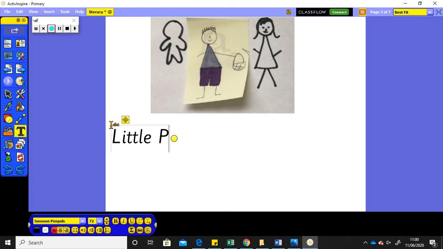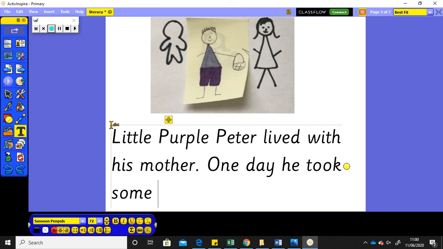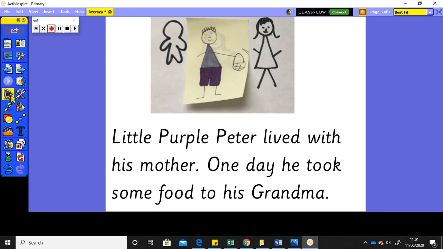Little Purple Peter lived with his mother. Then I'm going to write my next sentence. One day he took a basket of food to his grandma. I'm not going to put too many words in it because I know I need to write this and I want to make sure it all makes sense and I write it on my own. So one day he took some food to his grandma. That's all I'm going to write for the opening of my story.